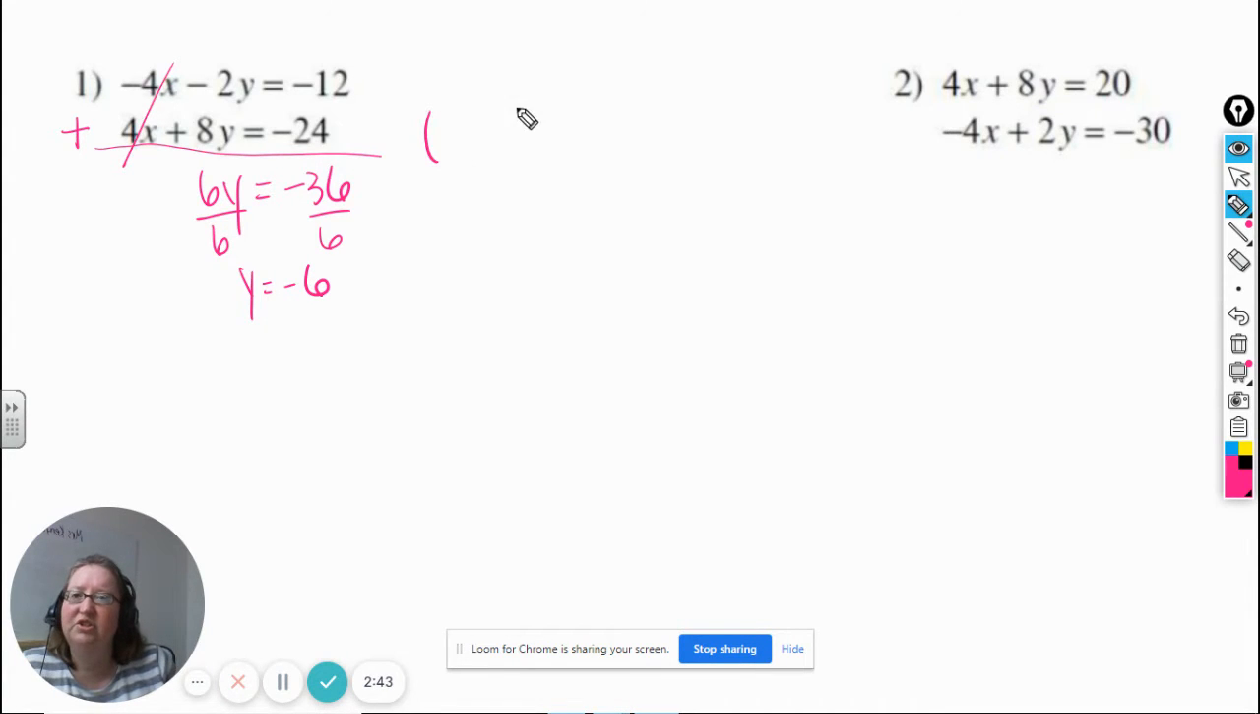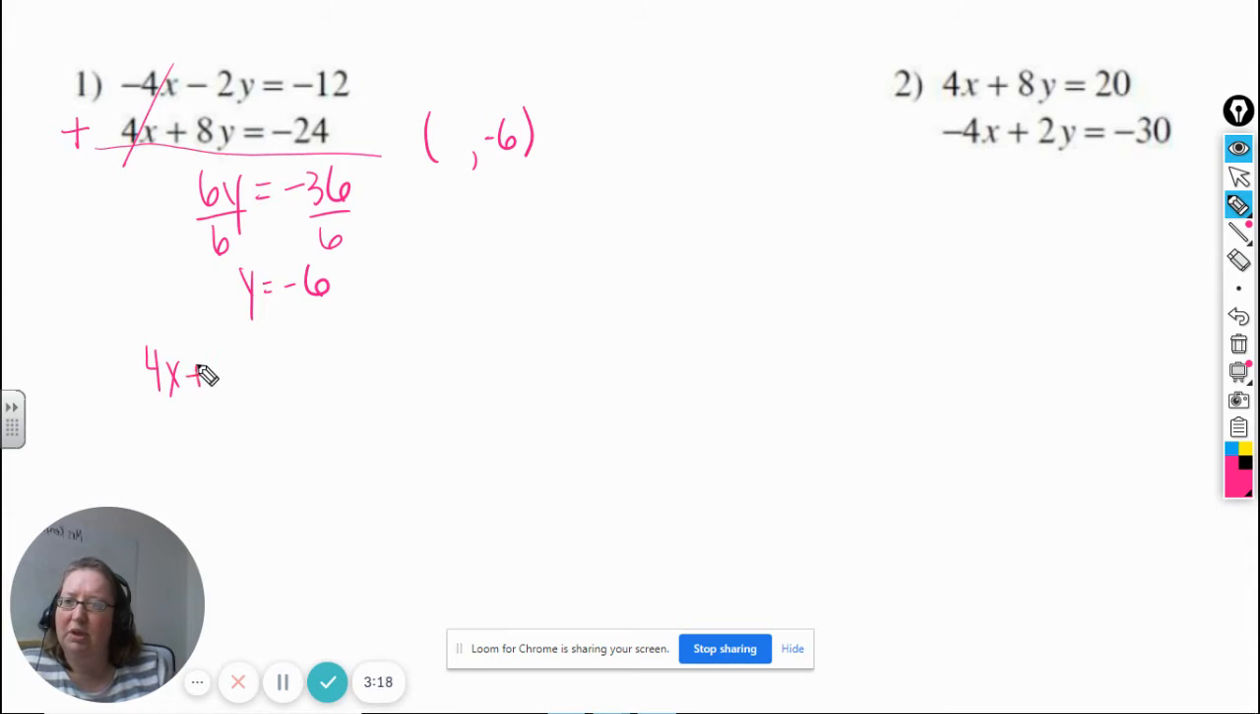Okay, so my solution so far is -6. But remember, I need an x value too, so don't stop here. You're only halfway done. Remember, what we're looking for is a coordinate, an x and a y value that satisfies both equations, that satisfies the system. Okay, so -6. I'm going to take that -6 and I can put it in right here, or I could put it in right here.